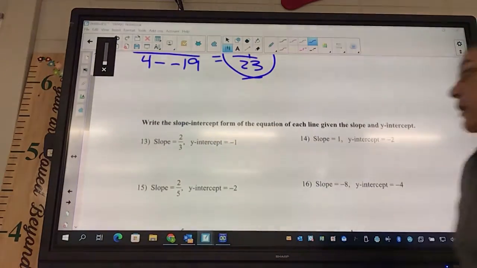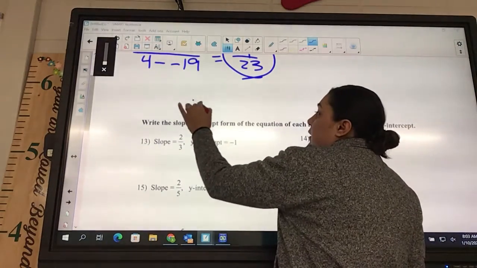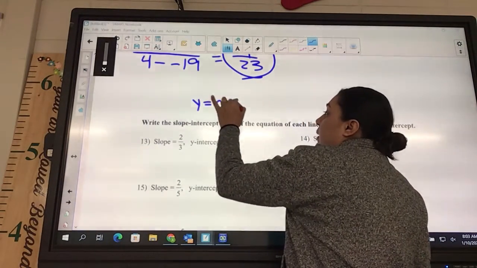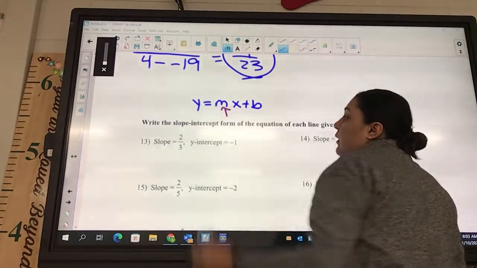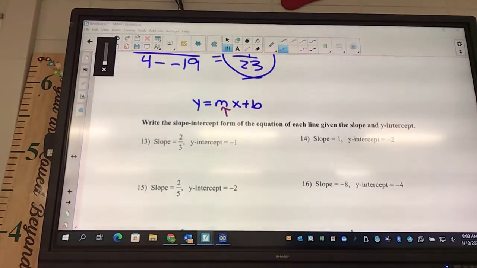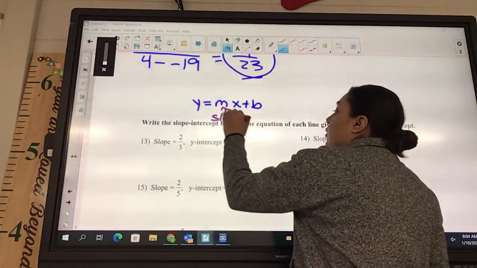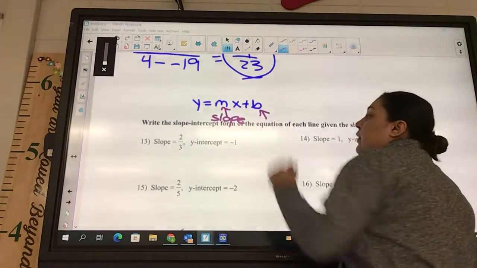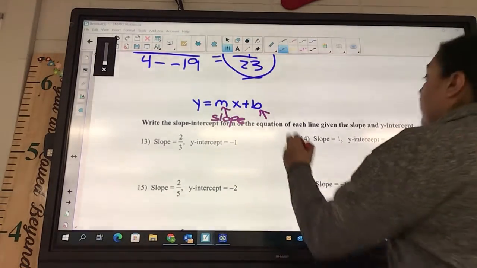Okay, write the slope-intercept form. Okay, so slope-intercept form is this. It's y equals mx plus b. Okay, we've talked about it. What does m stand for? Okay, our m stands for our slope, and our b stands for our what? It's our y-intercept.